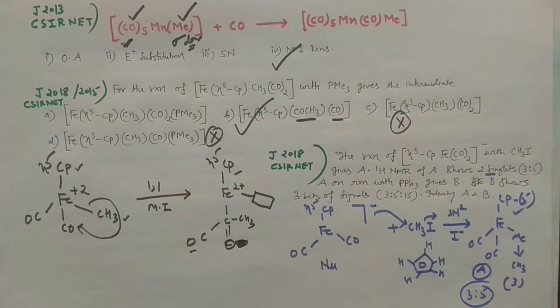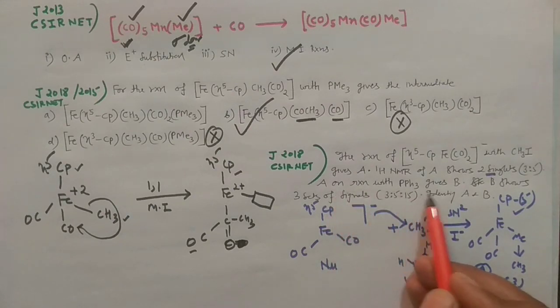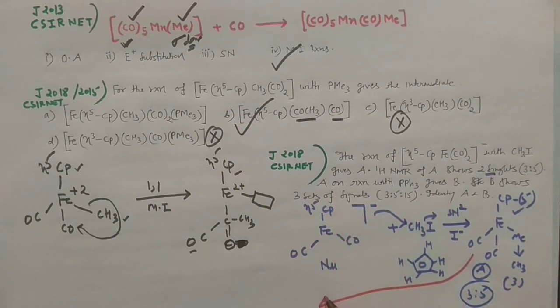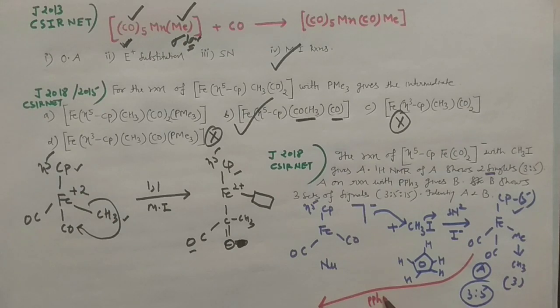Okay, and then what does the question say? A on reaction with PPh3. When you react this particular compound with PPh3, this is a migratory insertion reaction. This is a 1,1 migratory insertion reaction, because there is no alkene. If an alkene was there, then you would do the 1,2 migratory insertion reaction. So now what product will you get?